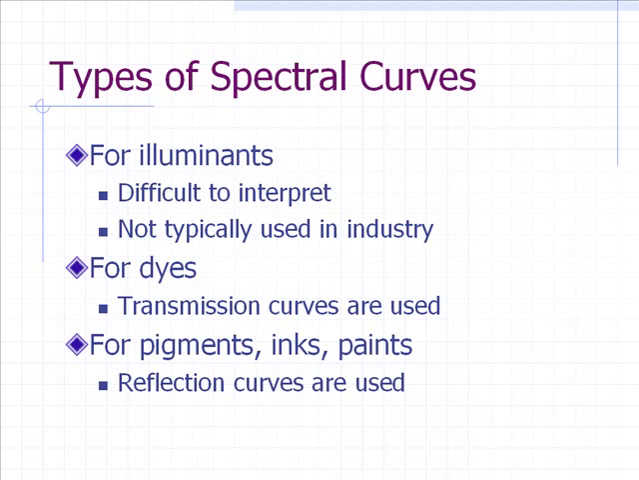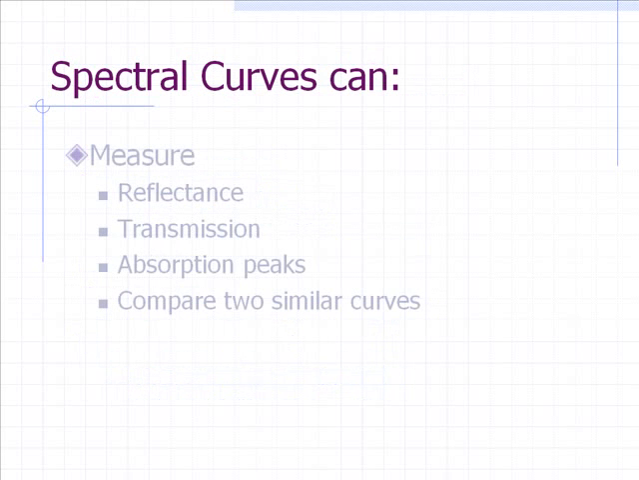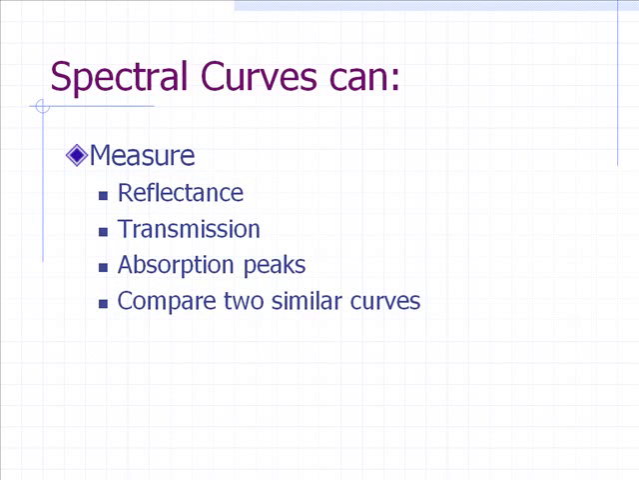We can use these spectral curves to do several things. We can measure reflectance and measure transmittance. That's essentially what they do. We can look at the absorption peaks, see where they are to help us determine what the colors are, and we can compare two similar curves to see what the differences are in the formulas that make up those samples. They can show what the hue of a color is. They can show what the tint strength of it is. That's one important use of them.